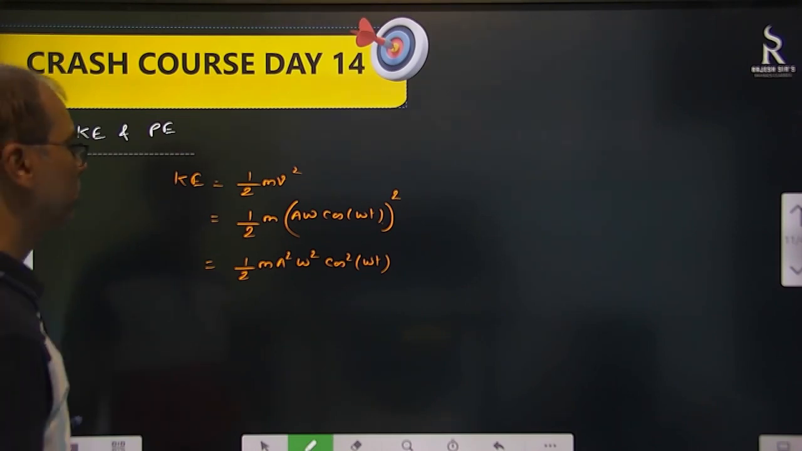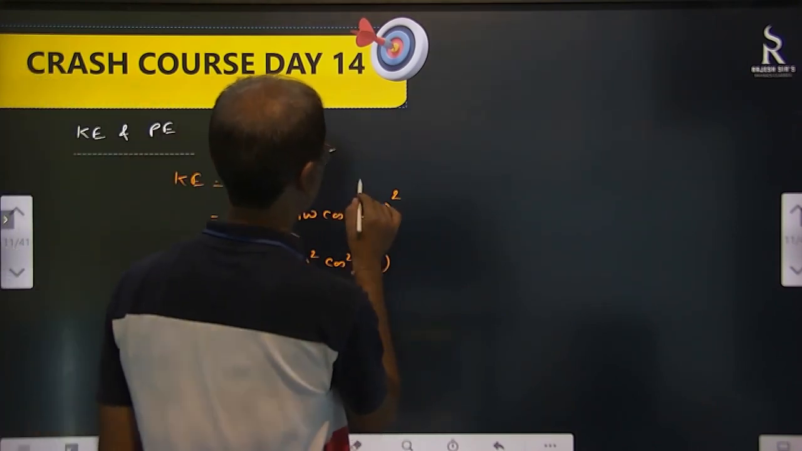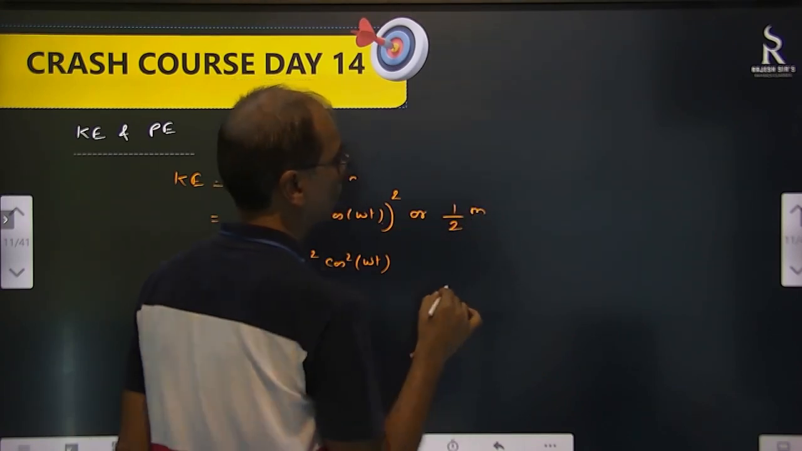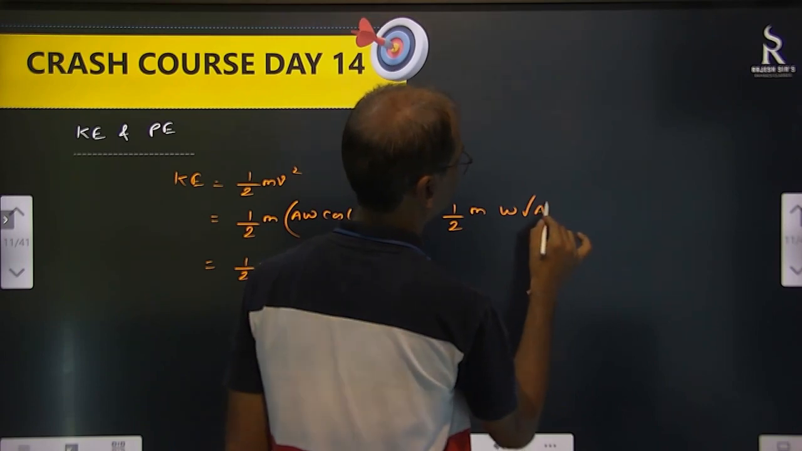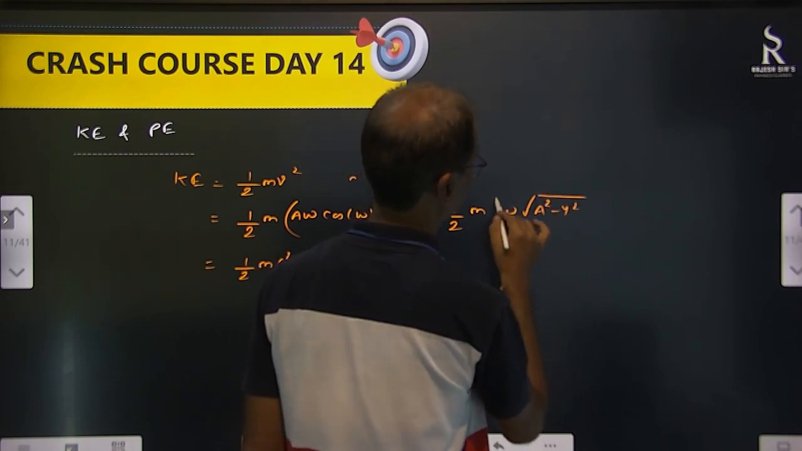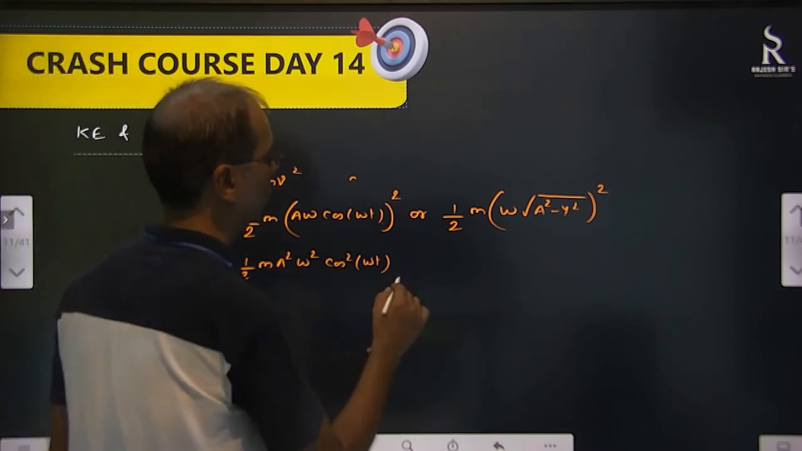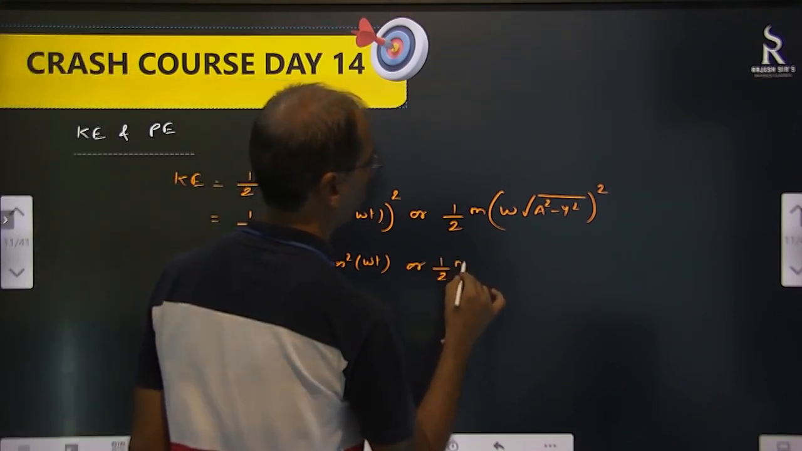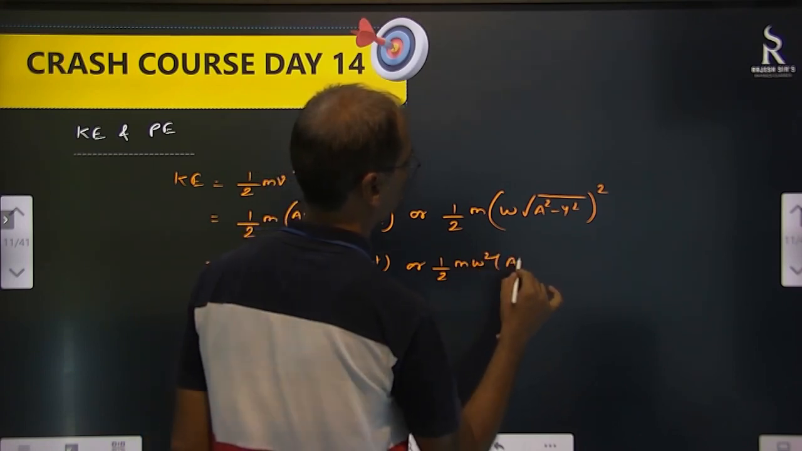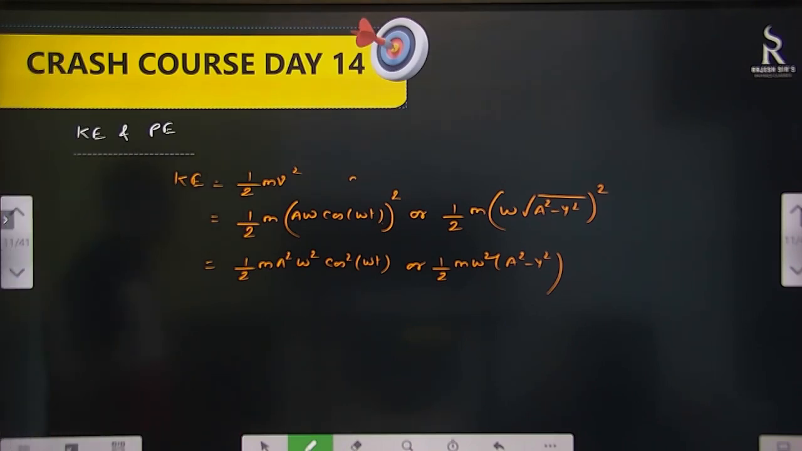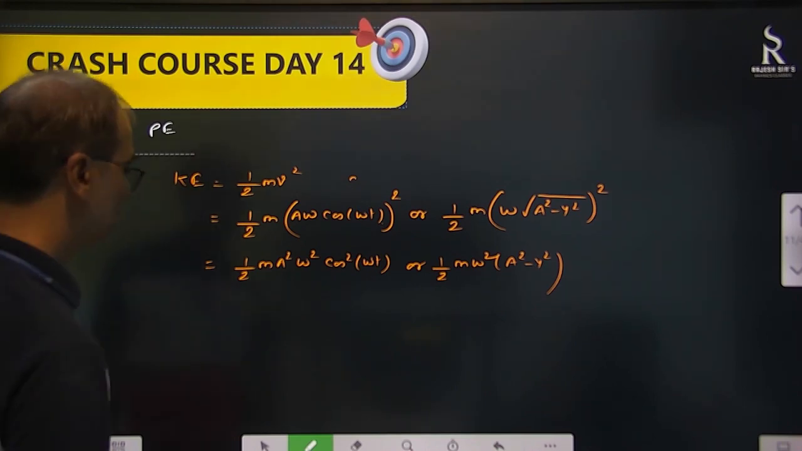And another form is also there. Or, half m omega into root over a square minus y square. This also is a velocity formula. So what's going to come? Half m omega square into a square minus y square. So this is the kinetic energy: half m omega square into a square minus y square.